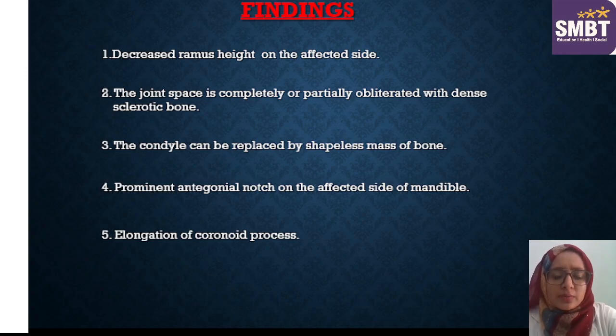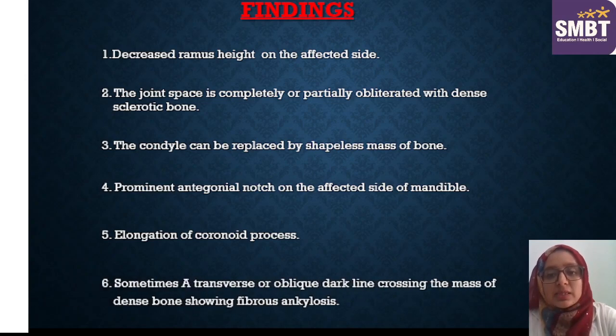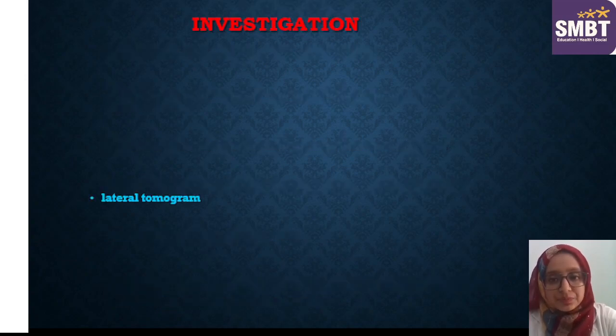Elongation of coronoid process. This is very common because there is a law of nature. If some atrophy is happening, another part grows more than its usual size. So to compensate for it, nature has made this phenomenon. So elongation of coronoid process happens. Sometimes there is a transverse or oblique dark line crossing the mass of dense bone, showing fibrous ankylosis.